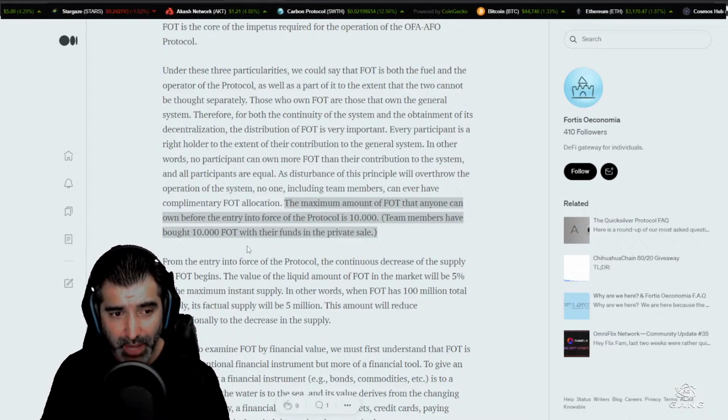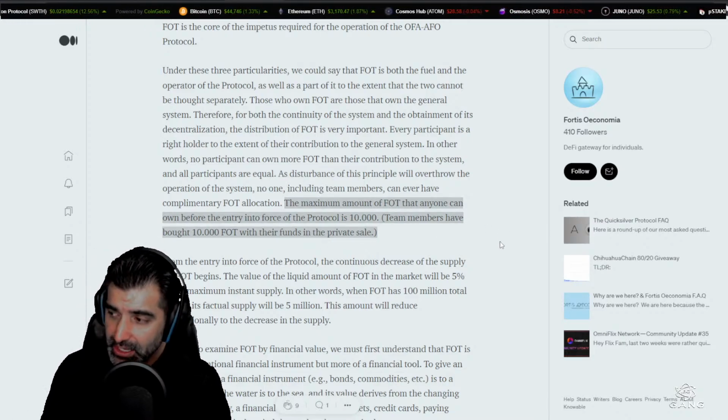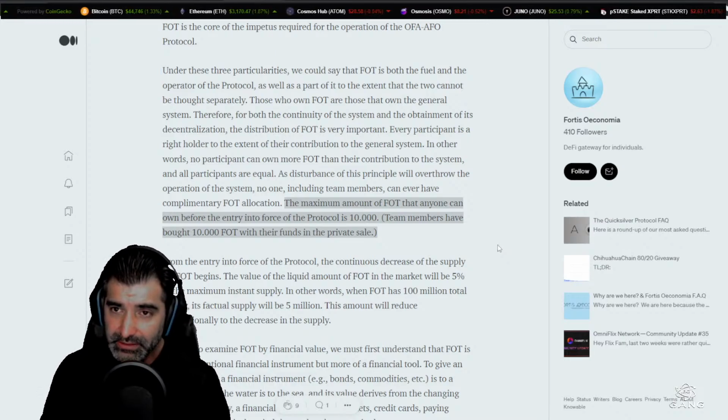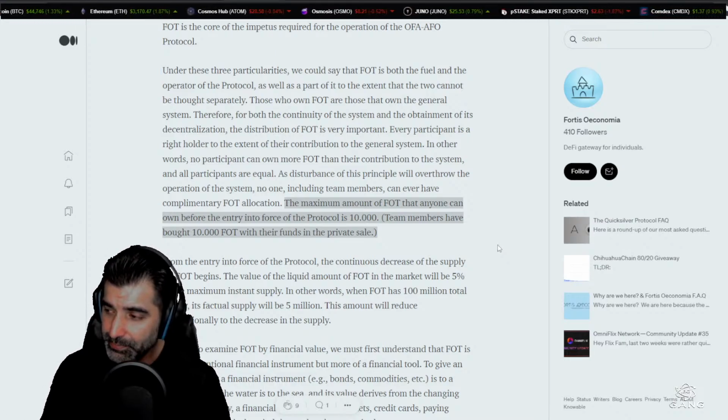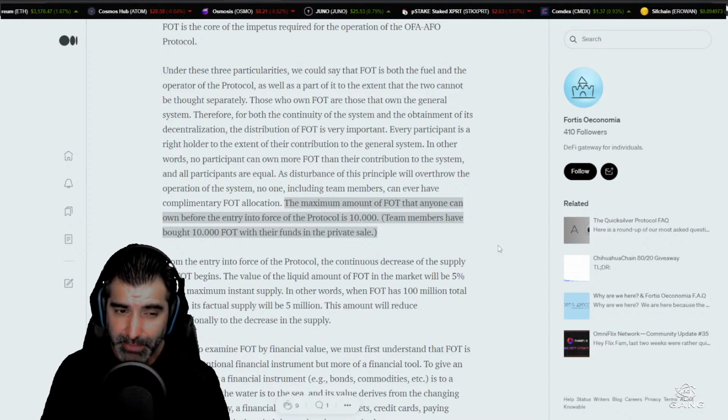Team members have bought 10 FOT with their funds in private sale. Now, honestly, 10,000. So honestly, that's not a lot. No. They bought 10,000 FOT each. Oh, so there's 10 team members?